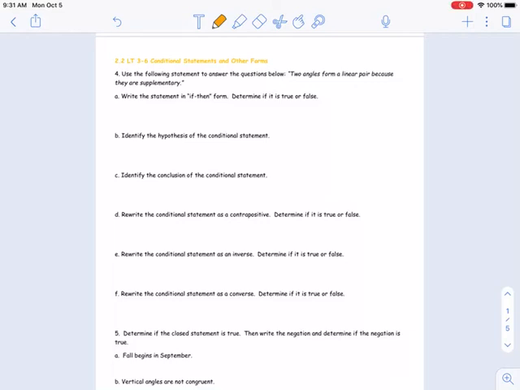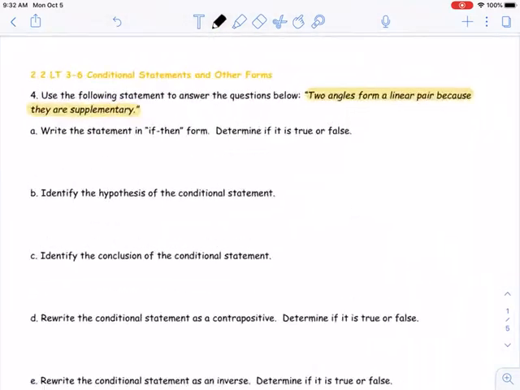All right, so use the following statements to answer the questions below. Two angles form a linear pair because they are supplementary. We're going to first write this statement in if-then form and then determine if it's true or false.